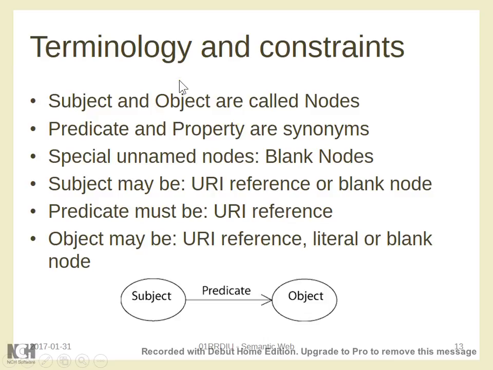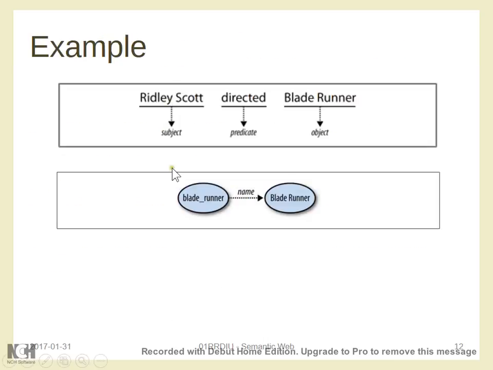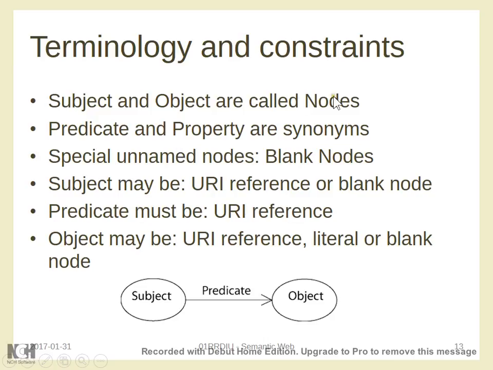Let's gain a little bit more terminology. Subject, predicate, object. Generally, we call subjects and objects, so everything except predicates, nodes. Okay? So when I say this is a node, this is another node, they can be used as subjects or objects. Later we'll see special nodes that are called blank nodes, nodes that don't bring any name.